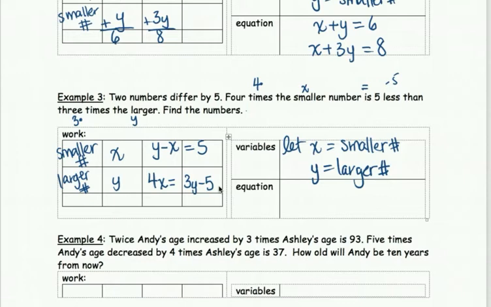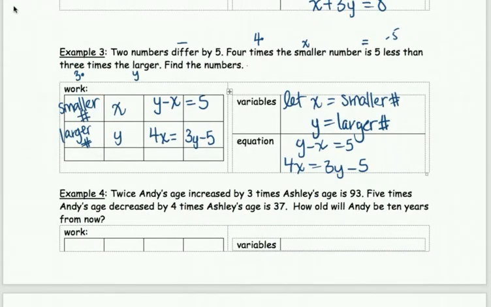It's a good idea to take the sentence and start translating above and then create the equation. So let's write out the equations here. We have y minus x equals 5, and then we have 4x equals 3y minus 5, like that. Let's move on to example 4 now. We'll just move down here.